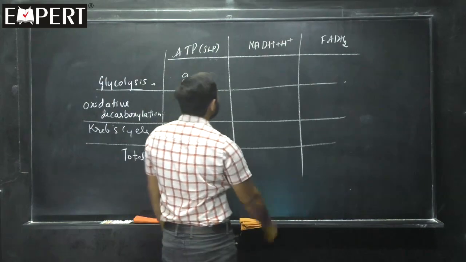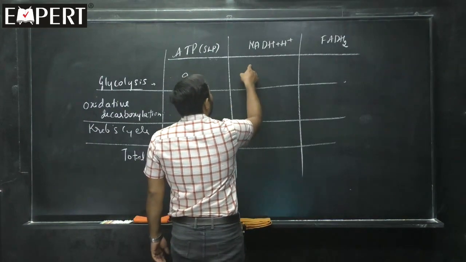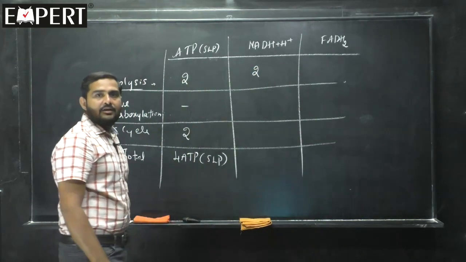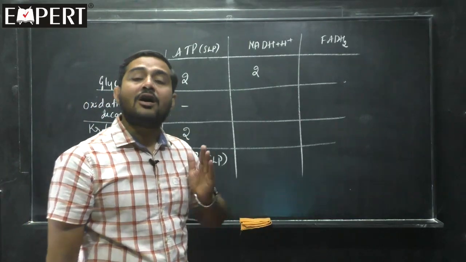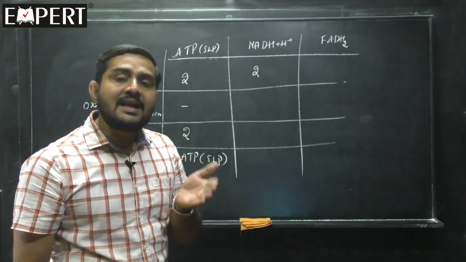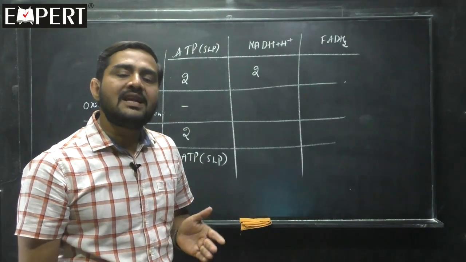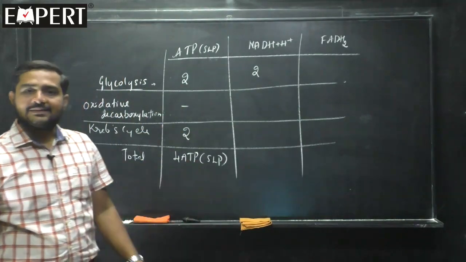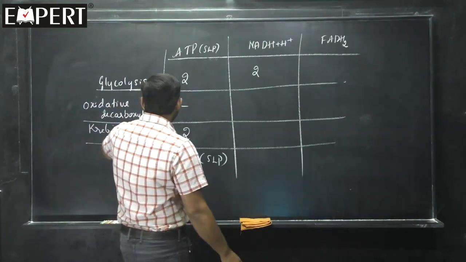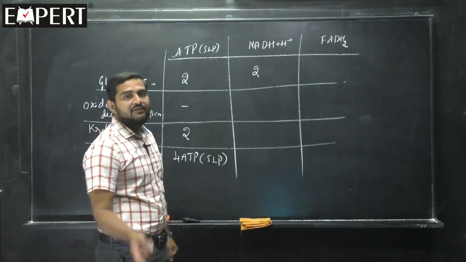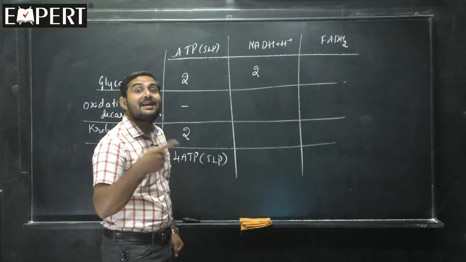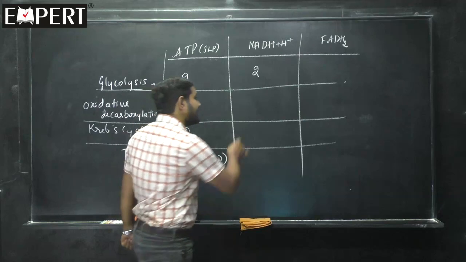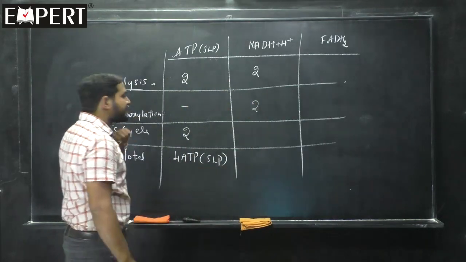Let us come to NADH plus H plus. How many NADH plus H plus here? 2 NADH plus H plus. In which step, please tell me? The oxidation step, when glyceraldehyde 3-phosphate becomes 1,3-bisphosphoglyceric acid, the 6th step of glycolysis, 2 NADH plus H plus is formed. Oxidative decarboxylation, which step? When pyruvic acid becomes acetyl-CoA, 2 NADH plus H plus is formed. All right. Krebs cycle.